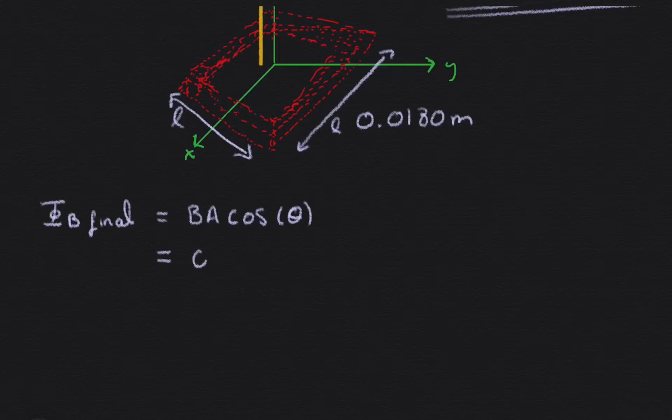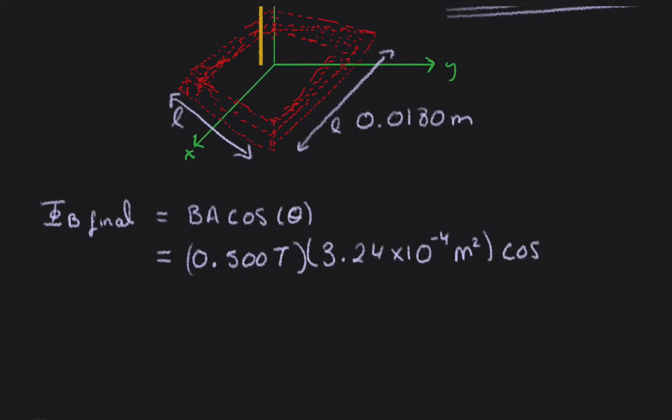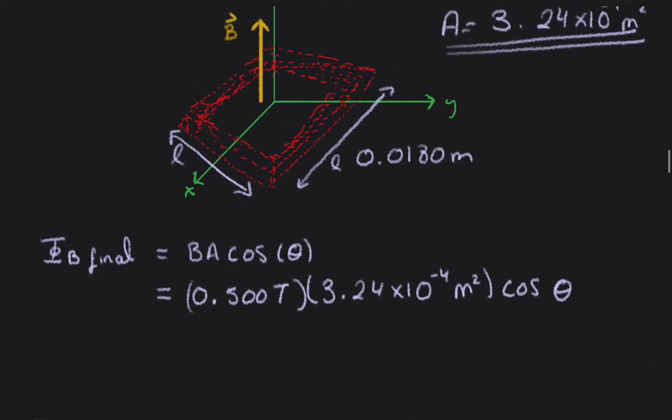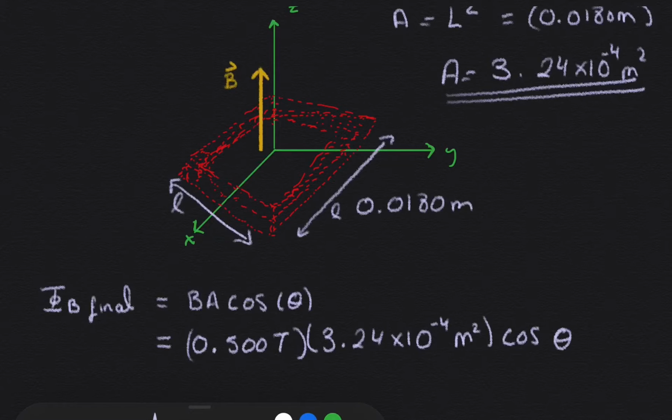So I have a magnetic field of 0.5 Tesla multiplied by the area I just solved, 3.24 times 10 to the negative 4 meters squared, cosine of theta. The value of theta is 0 because when we look at this diagram, we can see that B perpendicular is equal to B. So this gives us theta equal to 0 degrees, and cosine of 0 is just 1.